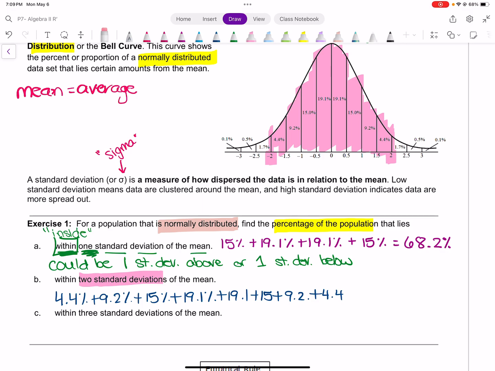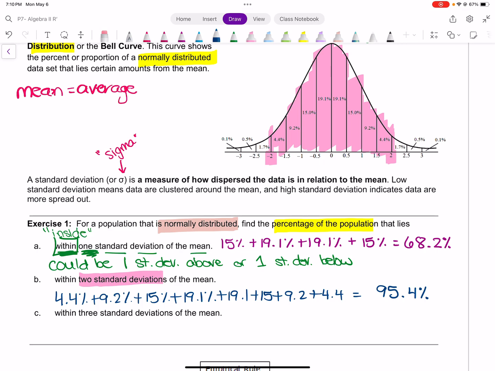And we're going to add it all up. And when you add it all up, we get 95.4%. So 95.4% of the data should be within 2 standard deviations of the mean.